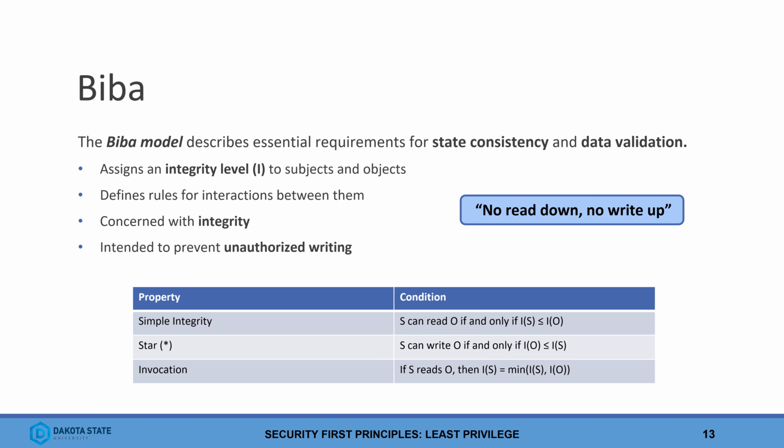The properties defined in this model are the simple integrity property, where a subject with this property cannot read or observe an object of lower integrity, and the star property, which means a subject with this property cannot modify an object of higher integrity, and the invocation property, which is that a subject with a lower integrity level cannot request access to a higher integrity level object, only to objects at an equal or lower integrity level. These can be simply summarized by the phrase no read down, no write up.